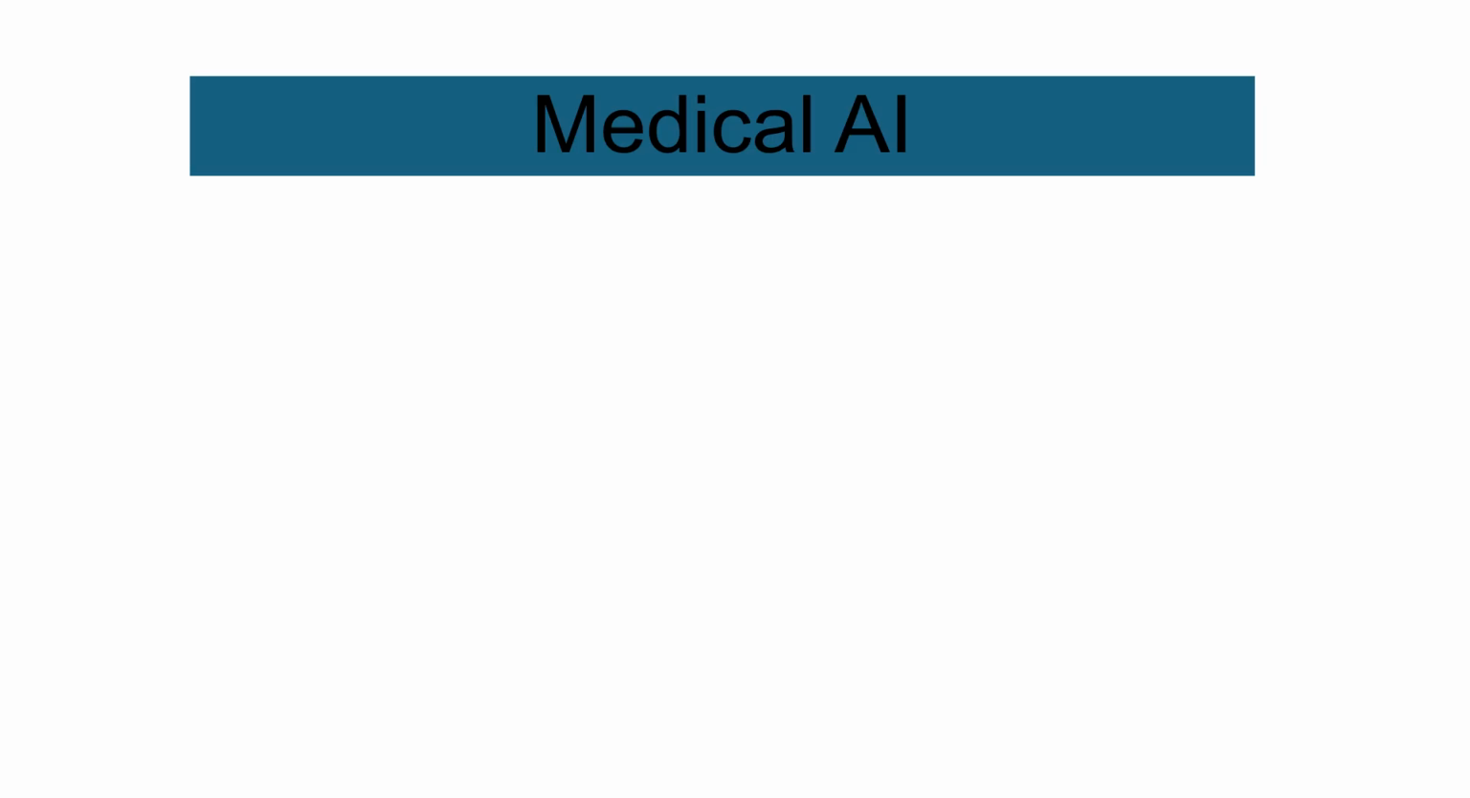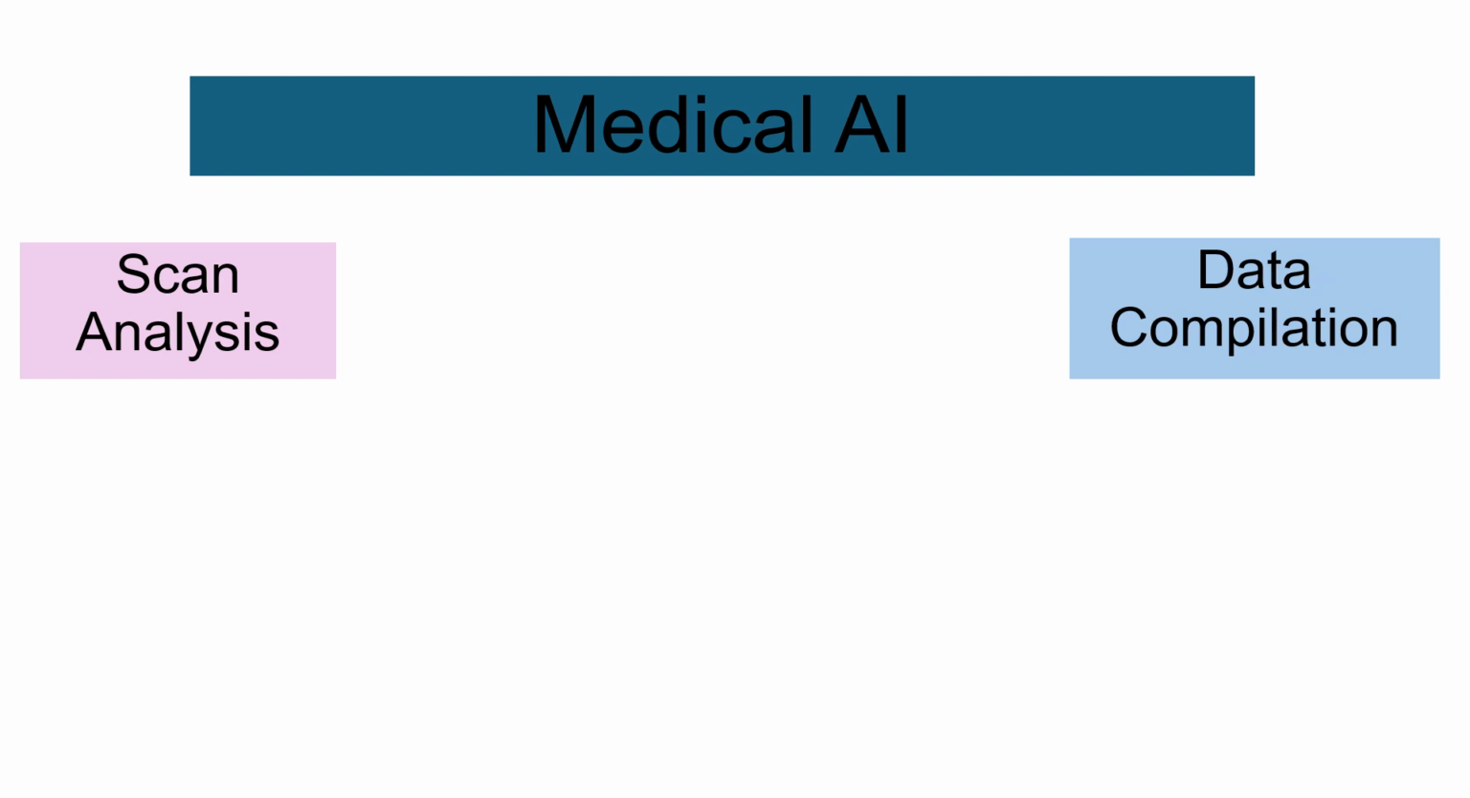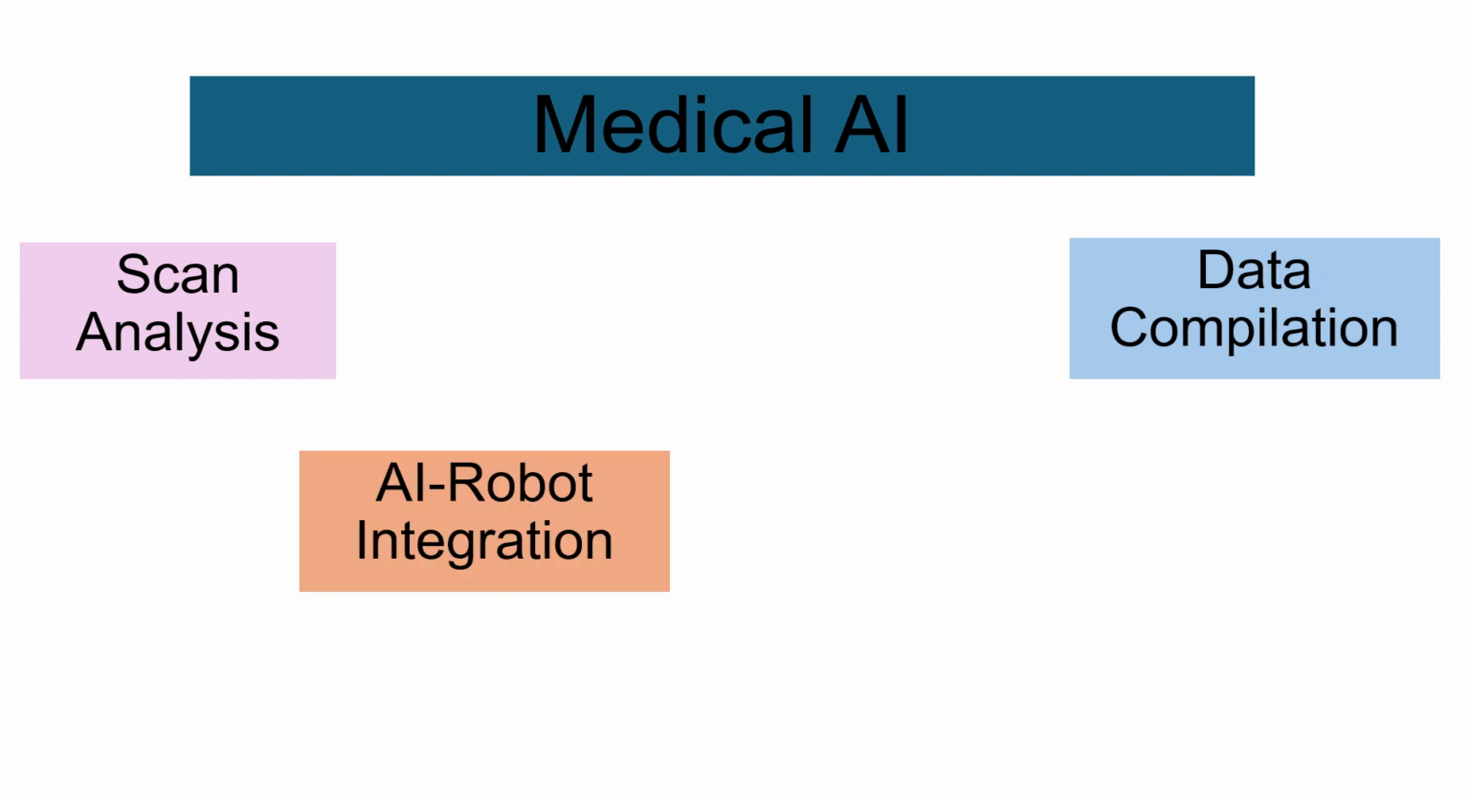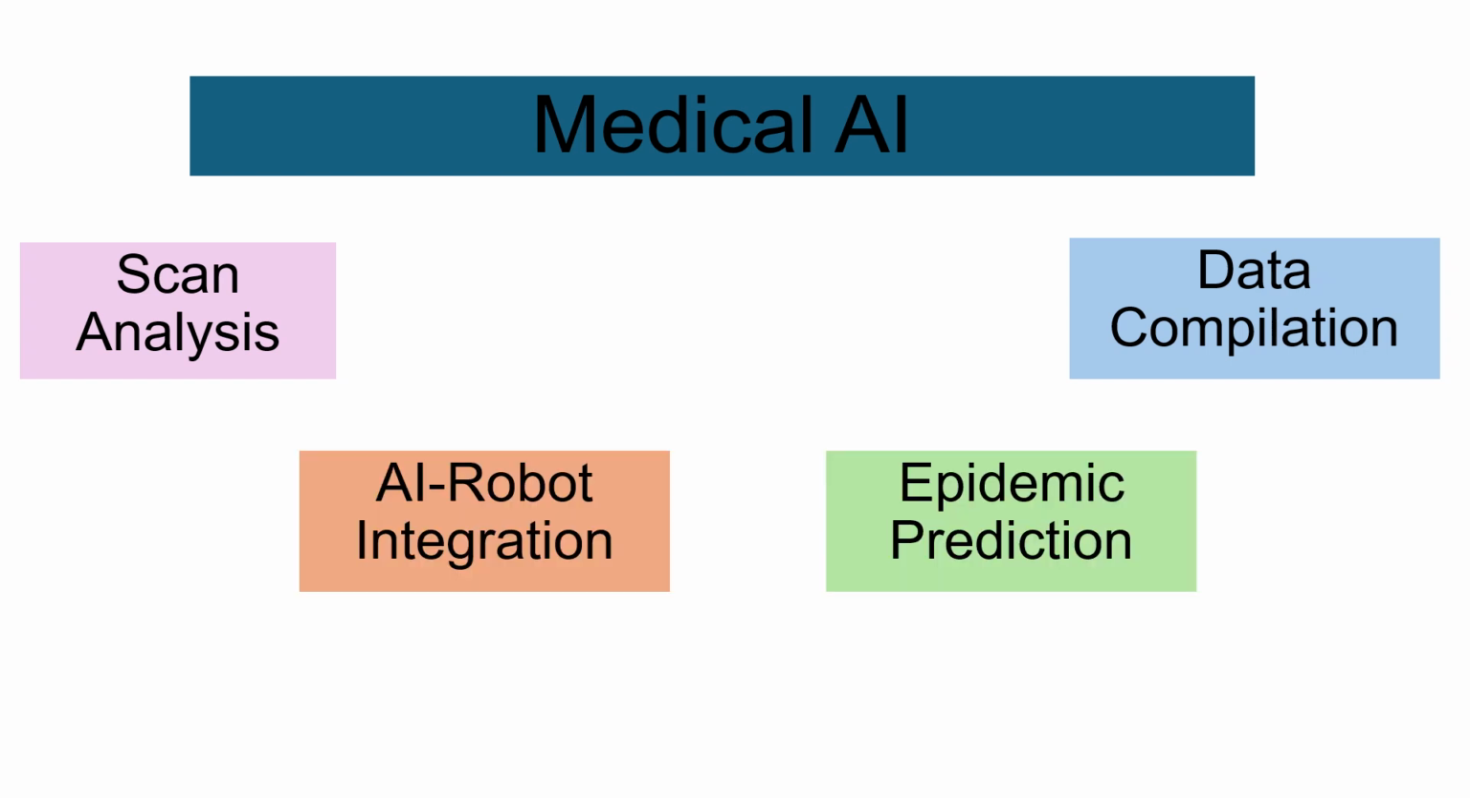Medical AI can be simplified to 4 applications: scan analysis, data compilation, AI-robot integration, and epidemic prediction. Before we go in depth on each particular subsection, it's good to have a base understanding of AI itself and how the different types of AI contribute to each subsection's capabilities. So let's break this down starting from the big picture.